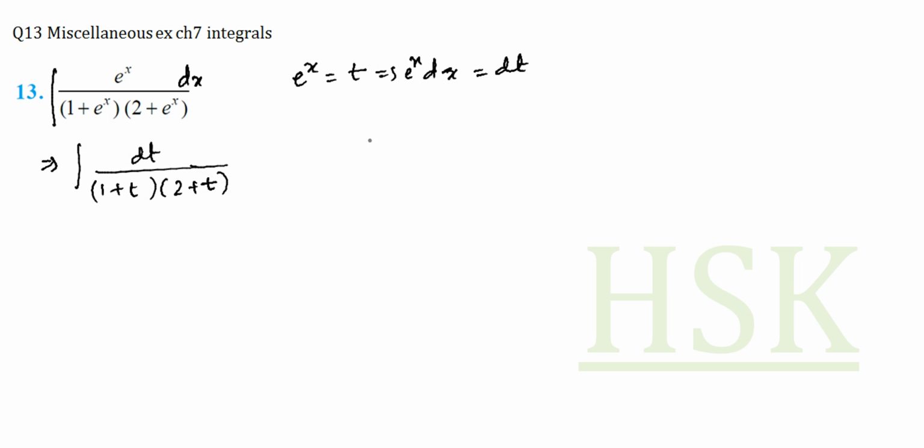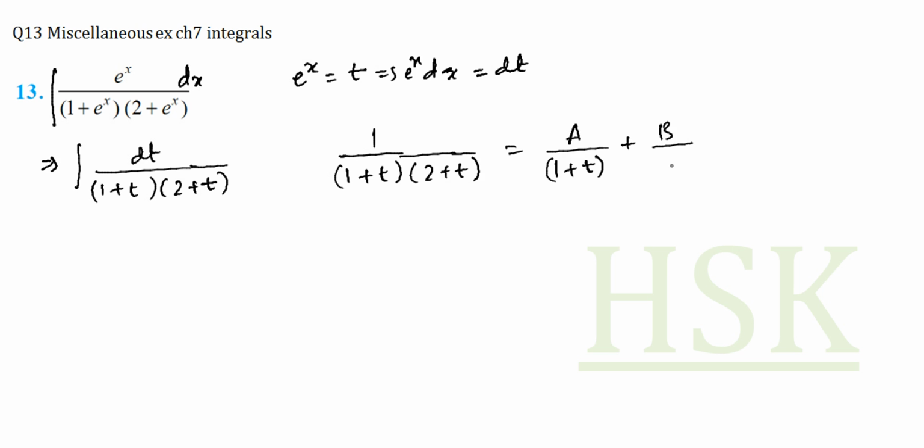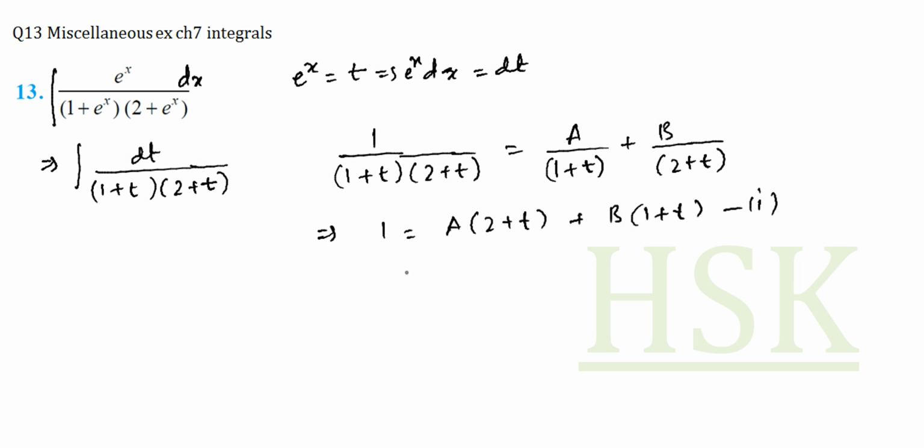Now I'm going to convert 1 upon 1 plus t into 2 plus t into its partial fraction. So its partial fraction will be equal to a upon 1 plus t plus b upon 2 plus t. On cross multiplication of this whole term, I'm going to get 1 is equal to a into 2 plus t plus b into 1 plus t. I'll mark this as equation number 1.